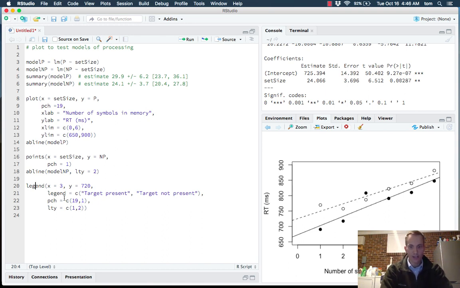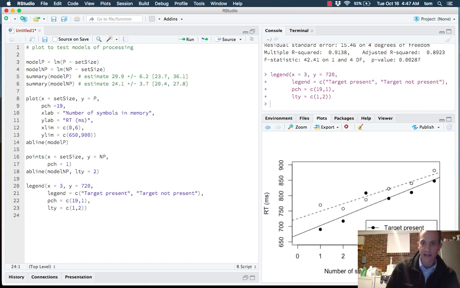Let's execute line 20, see what we get. We got a pretty nice little legend there. Okay, now we can clearly see both the dot and the line type indicating which one is the target present trials and which one is the target not present trials. So now you have a pretty nice graph that you can export and put into your manuscript when that time comes.